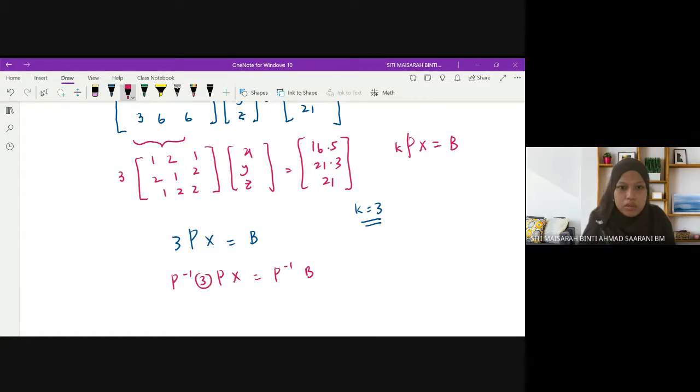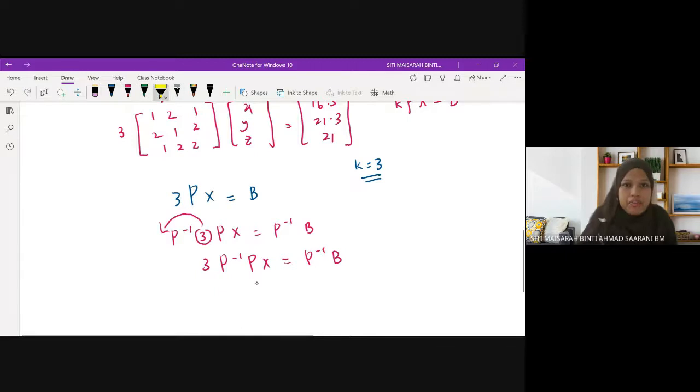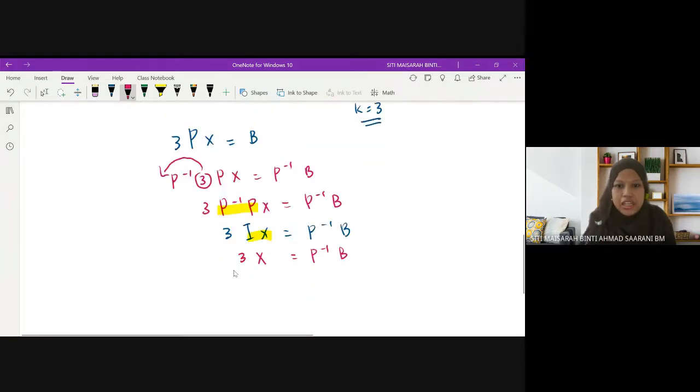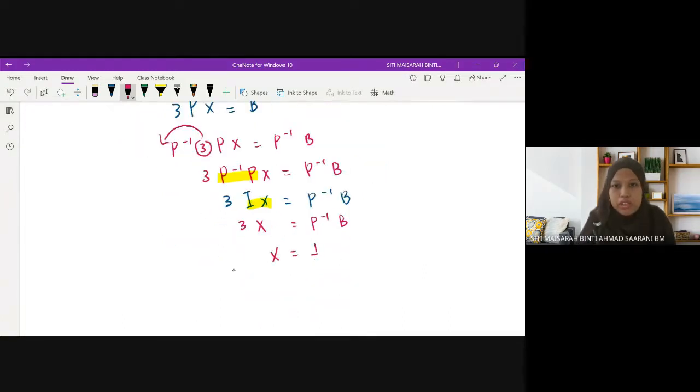So then ni constant boleh bawa ke depan. We have 3P inverse PX equals to P inverse multiplied by B. Then P inverse multiplied by P is I. So then we get 3IX equals to P inverse B. And then I darab dengan X become X, 3X equals to P inverse B. Finally, X equals to 1 over 3 P inverse B. Tu ni lah awak punya X lah.